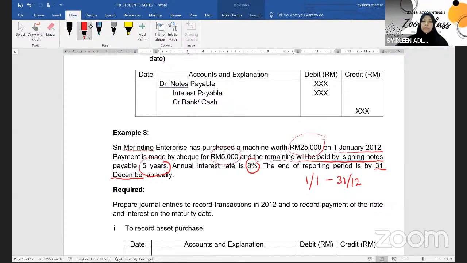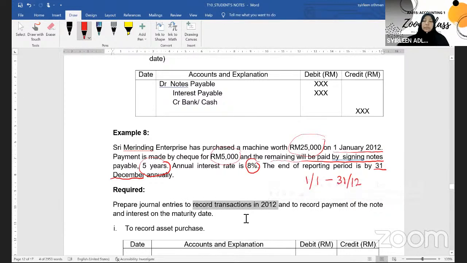So the first thing that you need to do ialah kita akan prepare the journal entries to record transactions in 2012. What happened throughout 2012? And then kita kena record payments of the notes and interest on the maturity date. You issue the notes payable on 1st of January 2012. The tenure is 5 years, so you need to find when your maturity date is.